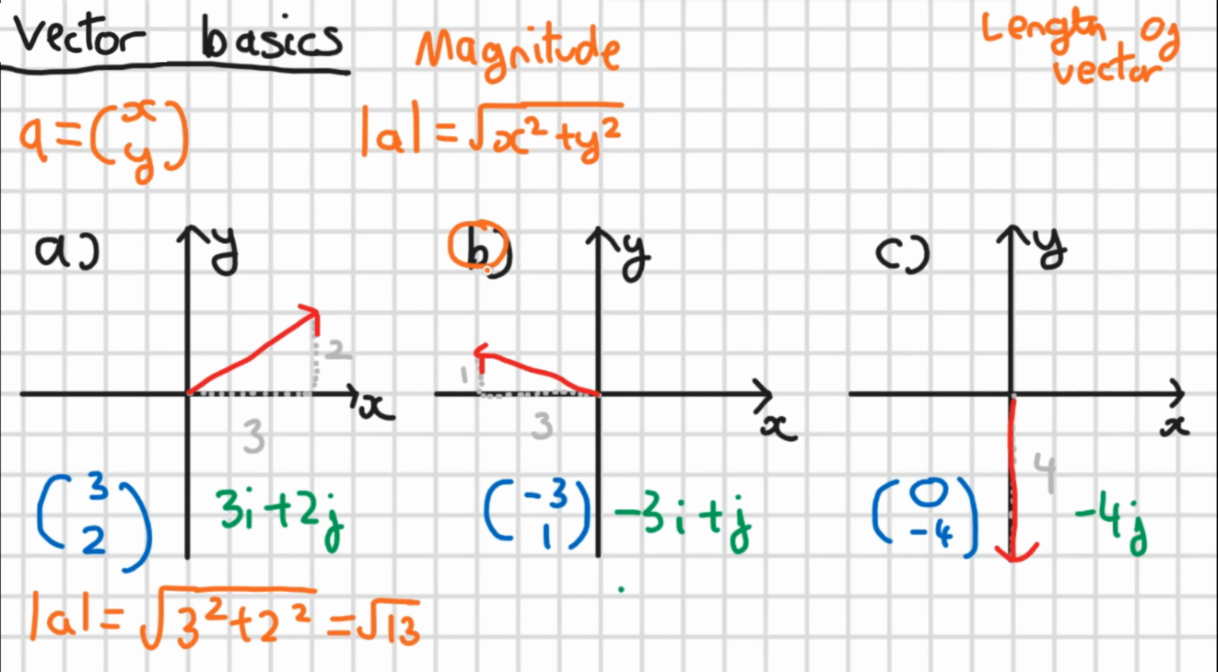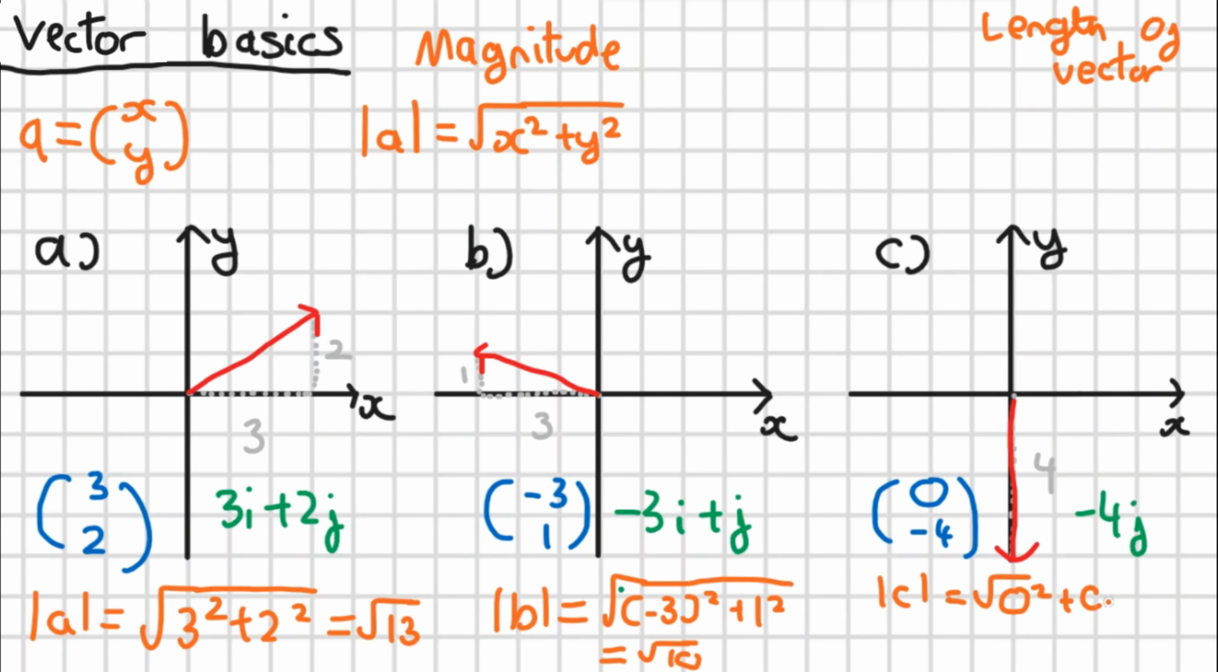Another example for vector B here, the magnitude of vector B, again we just put these straight lines around the vector, is equal to the square root of -3 squared plus 1 squared, and if you put that into a calculator, that's just equal to the square root of 10. And then for this final example, vector C, the magnitude of vector C is just equal to the square root of 0 squared plus -4 squared, which if you put into a calculator is just equal to 4. And that's how you find the magnitude.